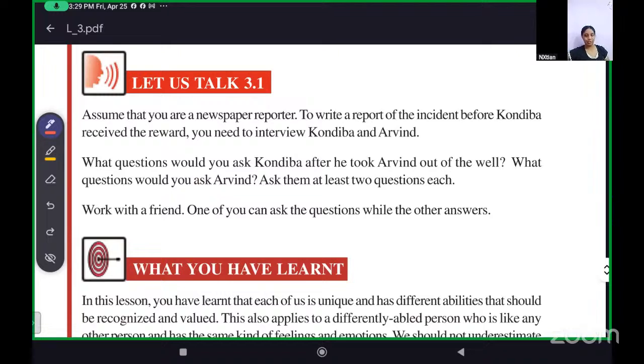Okay, we know the chapter, we know what happened. Assume that all of y'all are reporters, and you have to interview Kondiba and Arvind. So give me one question that you will ask. Kondiba has taken Arvind out of the well, he has rescued him, and now you want to ask Kondiba a question, and you will ask Arvind a question. So we will take turns one by one. You will tell me what question you'll ask Kondiba and what question you will ask Arvind. One question. Okay. Yes. First, what question would you ask Kondiba?